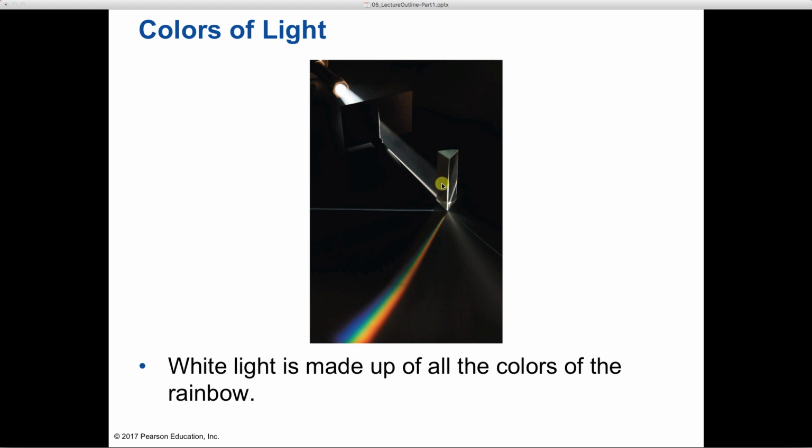When white light is traveling through the air here, all those colors are pretty much traveling together at the same speed, the speed of light. But when light goes into a material, like glass or plastic, or water for example, the different colors actually travel at slightly different speeds. That causes them to separate. And when they come out, you see a separation of the different colors that make up that white light. You see red over here, and you see yellowish and orange and green and blue, and ultimately purple over here. So you see that the white light is made up of all these colors of the rainbow, red through purple.